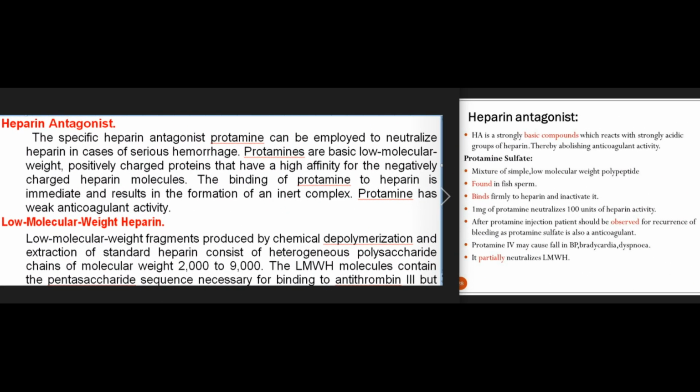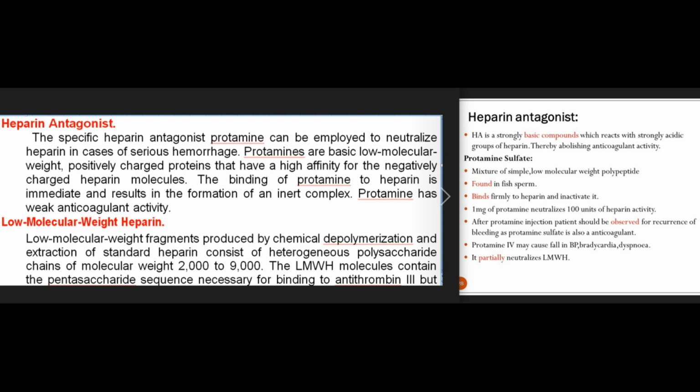Heparin antagonist. The specific heparin antagonist protamine can be employed to neutralize heparin in cases of serious hemorrhage. Protamines are basic, low molecular weight, positively charged proteins that have a high affinity for the negatively charged heparin molecules. The binding of protamine to heparin is immediate and results in the formation of an inert complex. Protamine has weak anticoagulant activity.